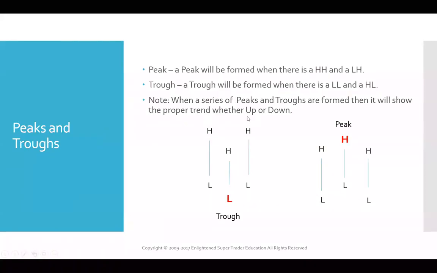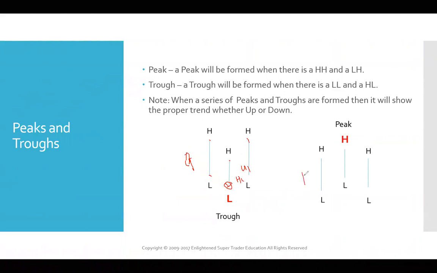Now, if there are 3 bars where you have a downtrend and then followed by an uptrend, where you have a series of lower lows and then a series of higher highs and higher lows, the midpoint, which is the lowest of the 2 points of the low, creates a trough.